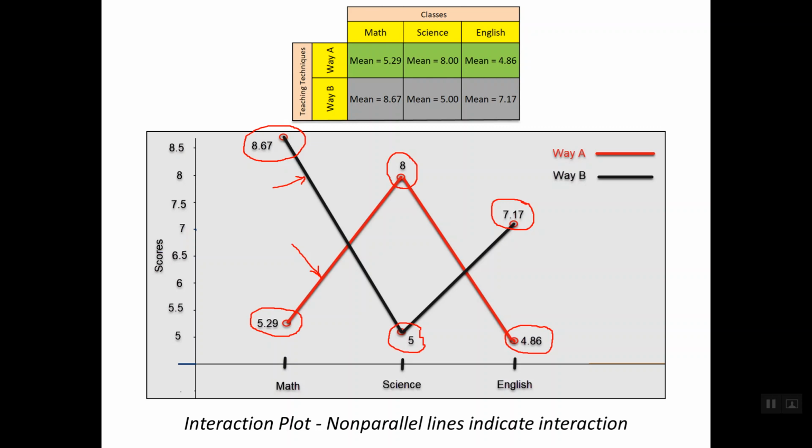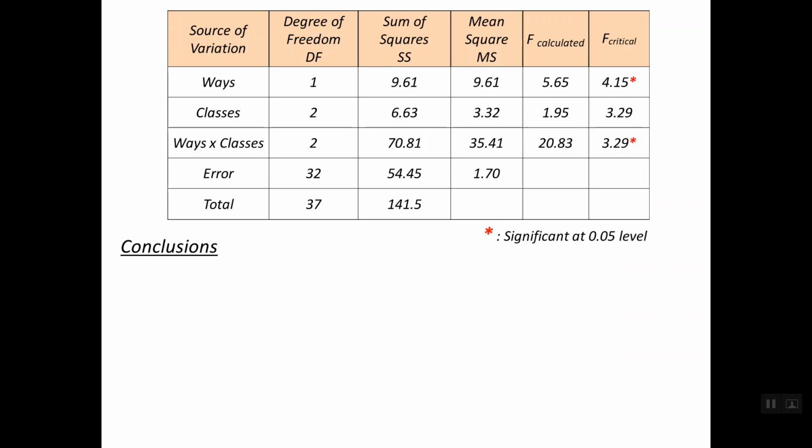So this is the way to conclude for the interaction between the two factors, and also the non-parallel lines, the red line and the black line. This non-parallelism indicates an interaction. So this is all of the contents for the two-way ANOVA table.